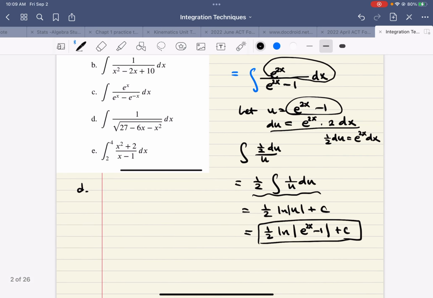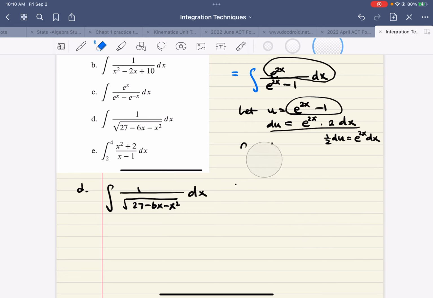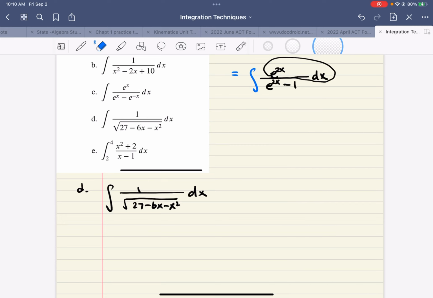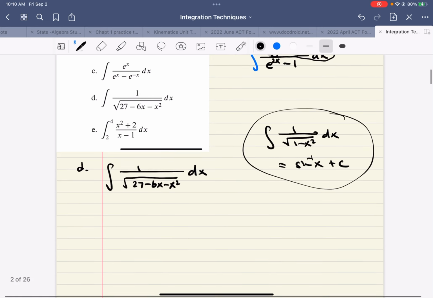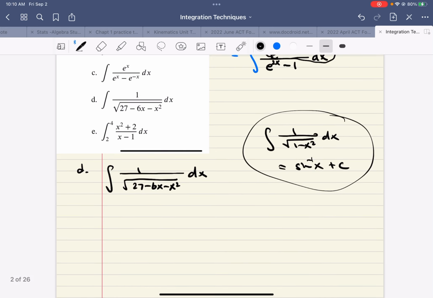So this one also complete the square. 1 over square root 27 minus 6x minus x squared dx. So one thing I'm gonna use the formula 1 over root 1 minus x squared dx. That's the inverse sine x. Okay, you need to memorize it. There's something also you need to memorize it. So to do that, I need to complete the square.